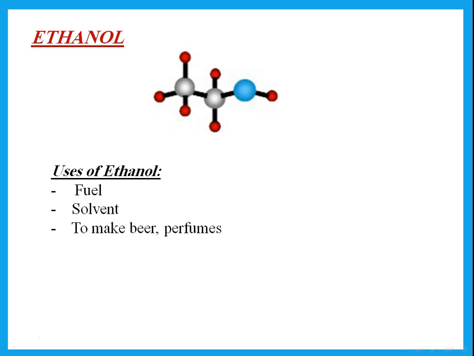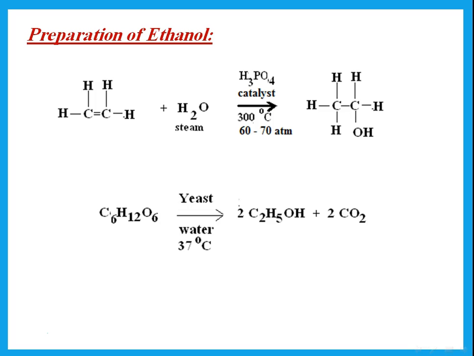So ethanol is a basic alcohol. This is what we call alcohol, the normal alcohol that is in beer or wine or things like that. So that is ethanol. It is used as fuel, it's used as a solvent, it's used to make beer, it is present in all your perfumes and so on. Okay, how do we make ethanol? We're going to make ethanol by 2 methods.